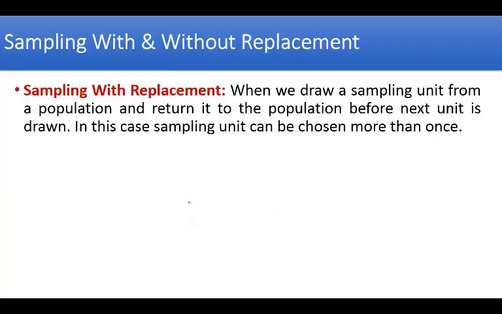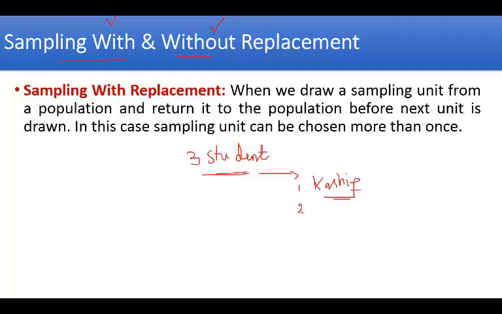Now, whenever we draw a sample from a population, there are two different methods: sampling with and without replacement. Let's say I just want to select a sample of 3 students out of your class. There are two methods of doing that: sampling with replacement and sampling without replacement. For example, I choose the first student randomly and it comes out to be, for example, Kashaf.